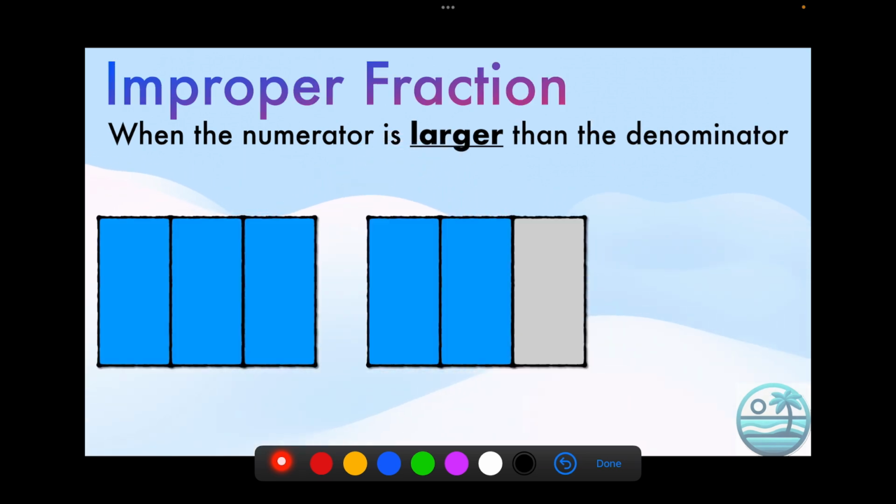We can also have improper fractions. A lot of times when you hear of improper, it's wrong. It's just not quite right. And that's the way improper fractions look.